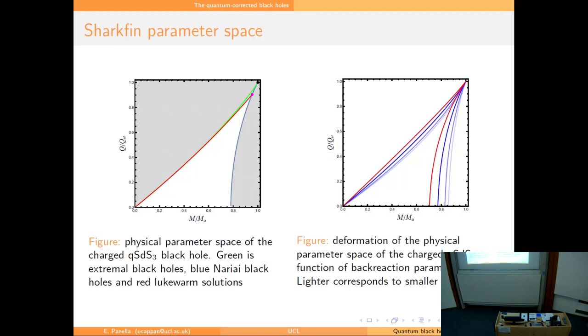But you actually can deform these profiles. So things that are technically not allowed in the four-dimensional theory get allowed, black holes get allowed in the lower one, depending on the value of the back reaction.